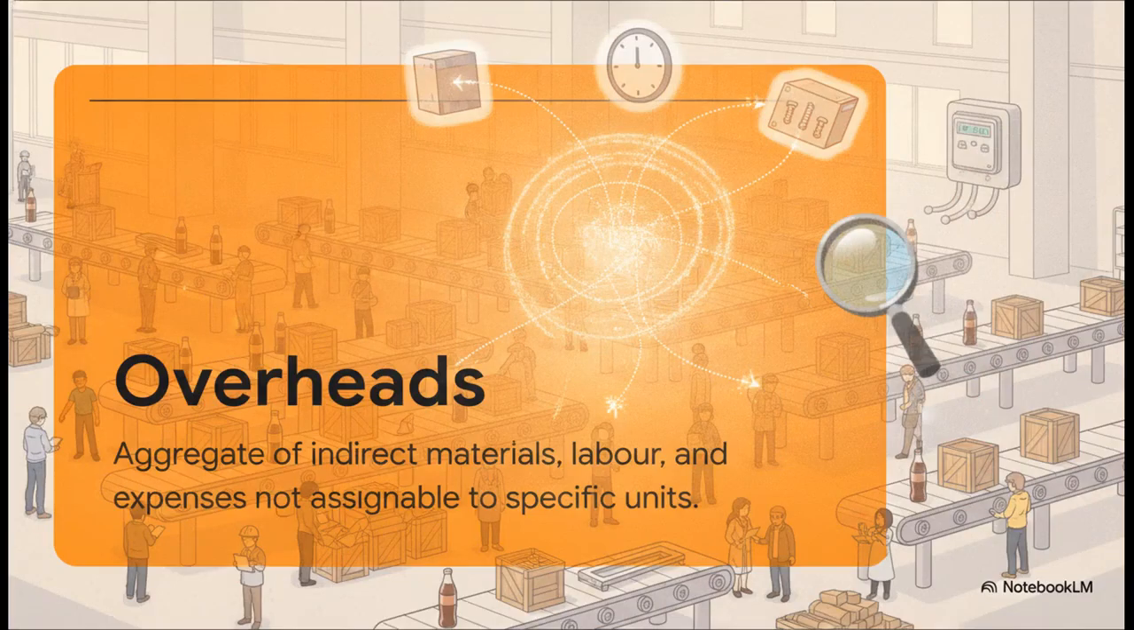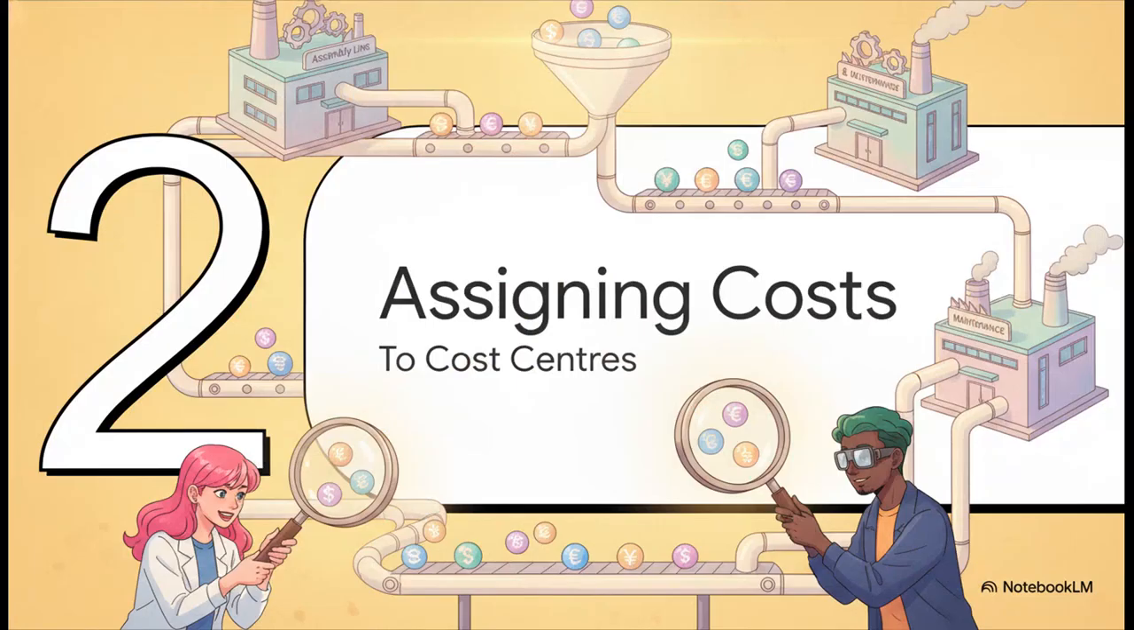Just to cement the foundation of our investigation, let's formally define our target. Overheads are the aggregate of indirect materials, indirect labor, and indirect expenses that simply cannot be assigned to specific cost units. I mean, you can't say exactly how much of the supervisor's salary went into making one single wooden crate or one bottle of soda, right? It's a shared burden.